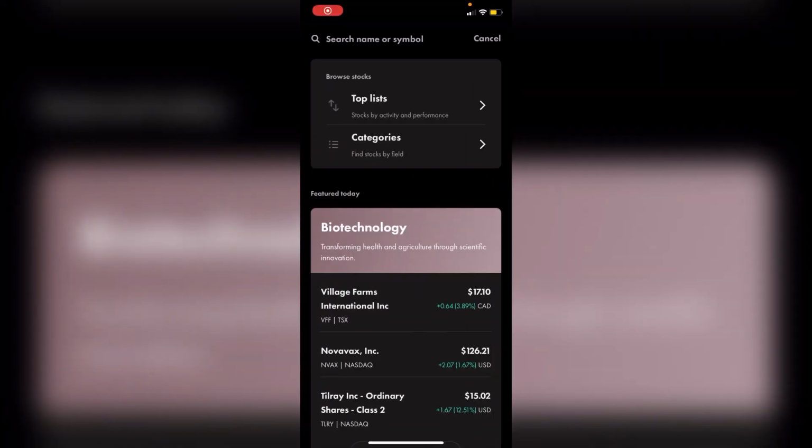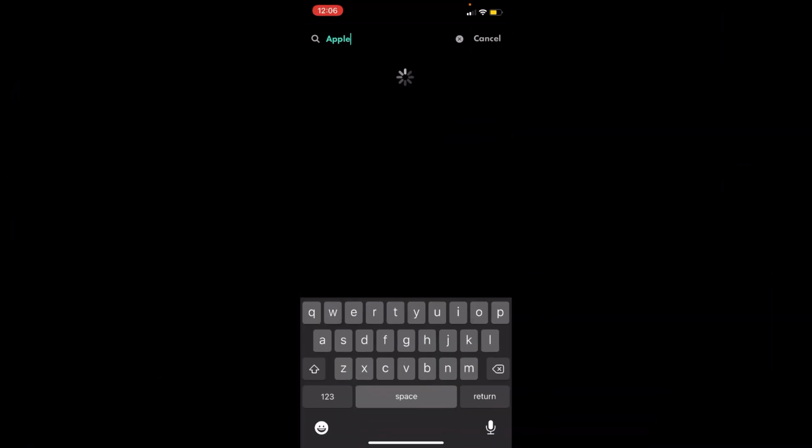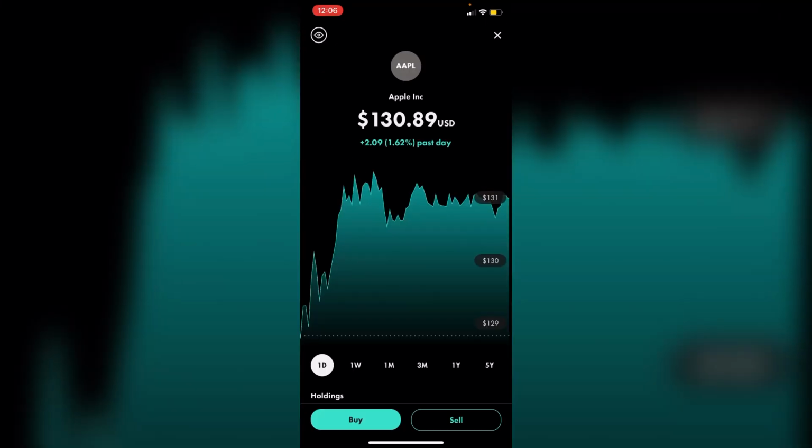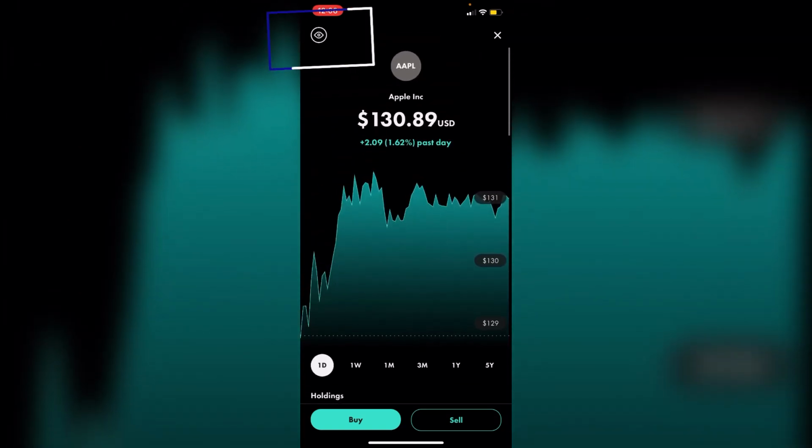So yeah, let's say we want to search for a stock, and let's search for Apple. There we have it. Shows you the stock right here. We got Apple. And if you look on the left, you'll see an eye icon, and that will add that stock to your watch list.